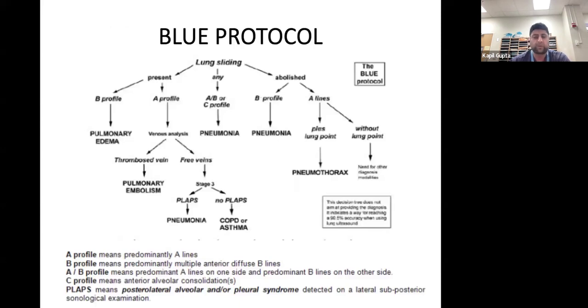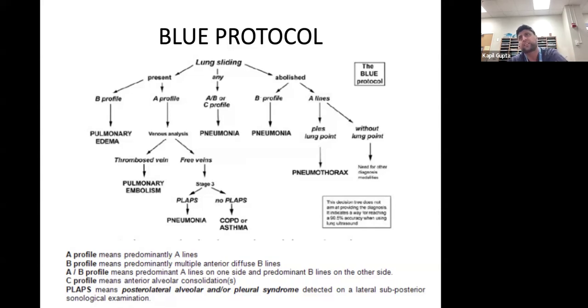So this is the BLUE protocol again, as we discussed. Always we look at lung sliding, whether it is present or absent. If it is present and there is a B profile, with the presence of B lines, then this is known as pulmonary edema. If there is an A profile, that is everything is normal, then you have to do venous analysis and look for any thrombosed veins.